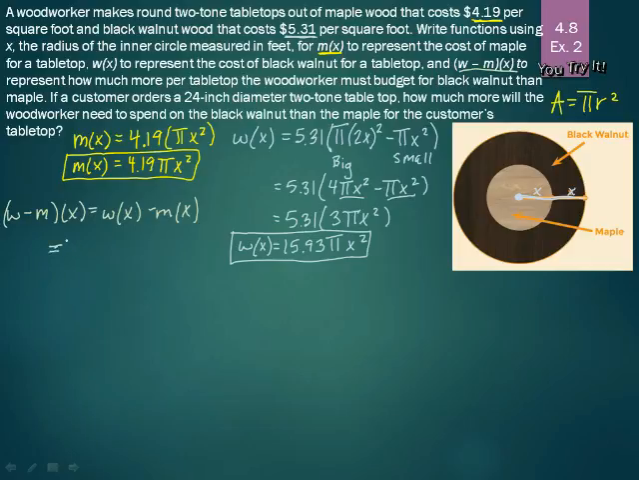So w of x will be 15 and 9300ths pi x squared, and then m of x is going to be 4 and 1900ths pi x squared. So notice that again, they both share a pi x squared, and so we can just subtract the coefficients on those. So 15 and 9300ths minus 4 and 1900ths is 11 and 7400ths. And we still have the pi x squared.